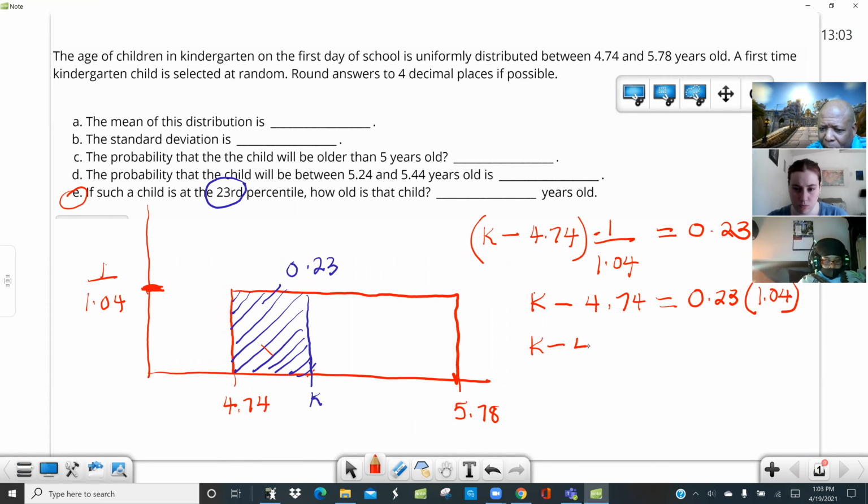So K minus 4.74 is, if I pick up my calculator, 1.04 times 0.23. Yep, 1.04 times 0.23 is what I meant. Jeez, I can't even type on my calculator.